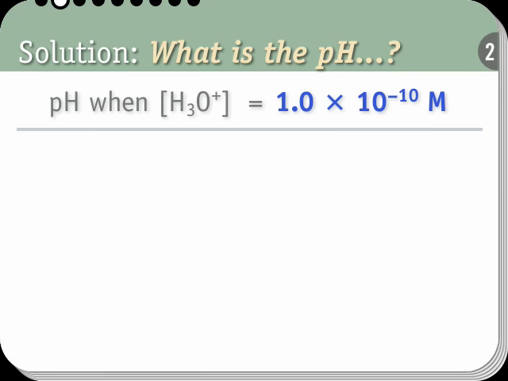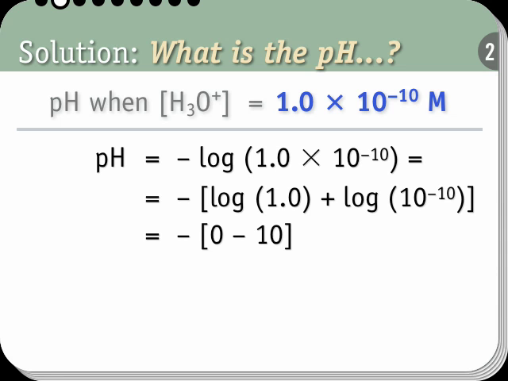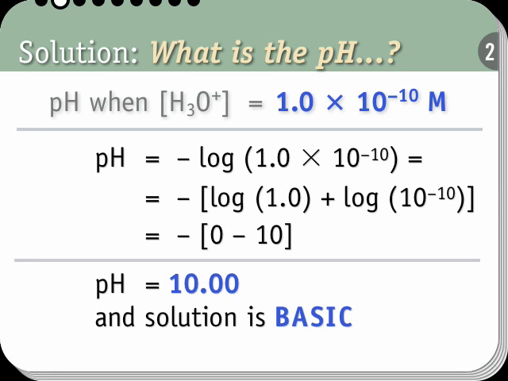Now let's find the pH of our solution that has a hydronium ion concentration of 1.0 × 10 to the minus 10 moles per liter. Again, we'll take the negative base 10 logarithm of the concentration. Once again, the log of 1 is 0. The log of 10 to the minus 10 is minus 10. So the sum of those is minus 10, the negative of which gives a pH of 10.00, and the solution is indeed basic.